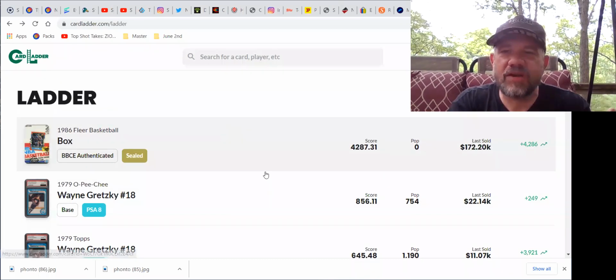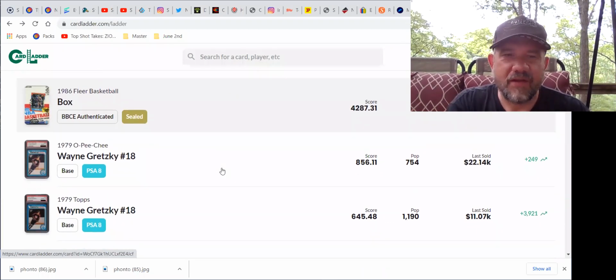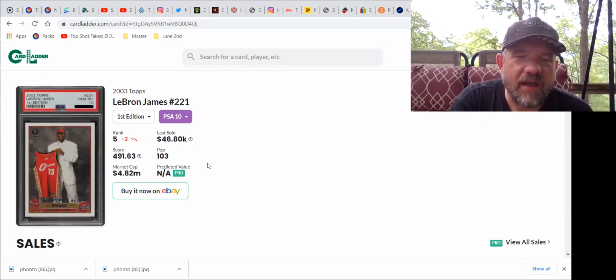Look at this. The Fleer is up 4,000 spots because it sold recently. This is ridiculous. Gretzky's up. Anyway, I'm not here to talk about that. Let's just take a look at one of these cards and look at a few things.